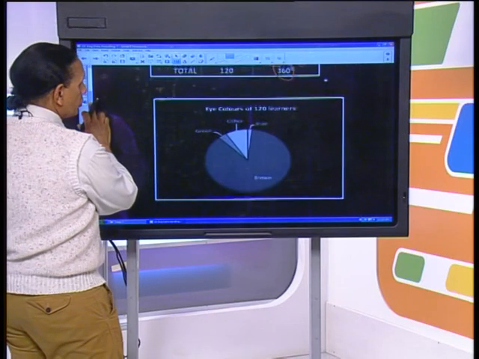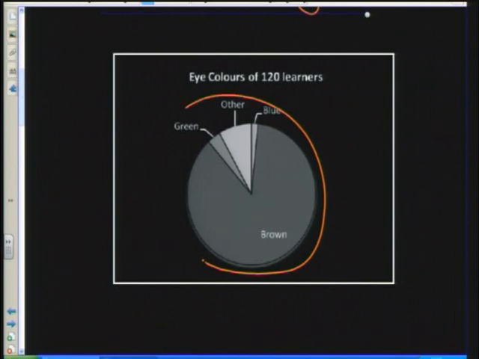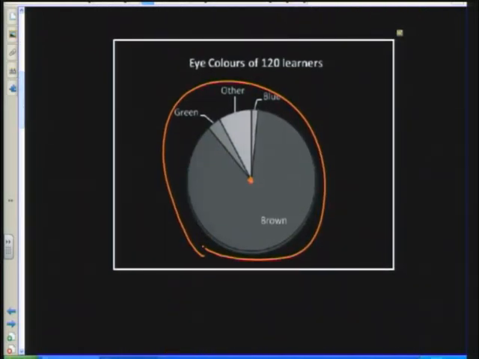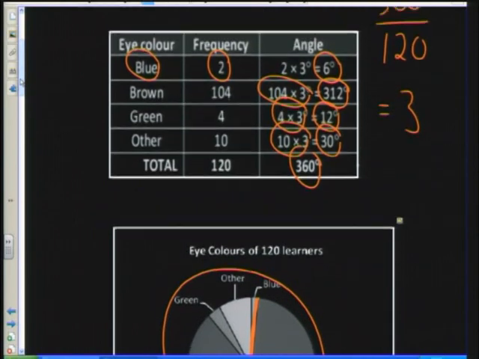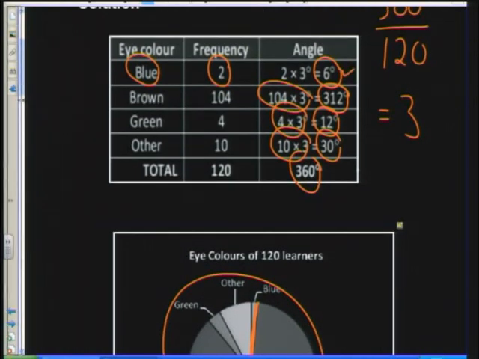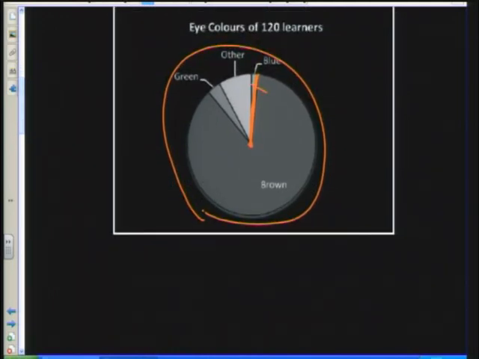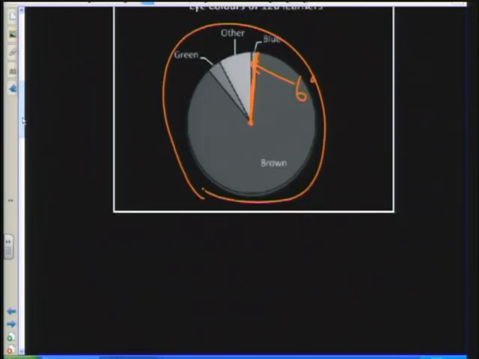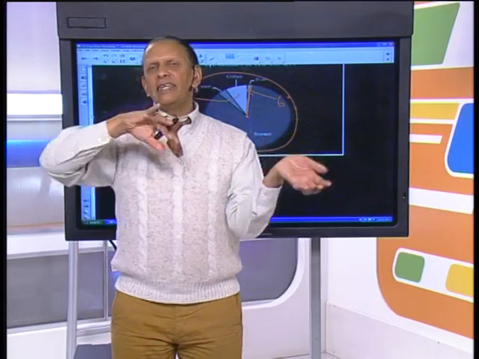Then, remember what I told you? You need to draw your circle, any radius. You choose your center. It all depends which one you want to draw first. If you want to do blue first, then you need to draw your radius, remember? And then your protractor, and you measure 6 degrees first. So this angle here will be 6 degrees. Then you can do maybe the other, which is 30. Like this one here is 30. Look, you can do any one first. It doesn't matter. In any order.